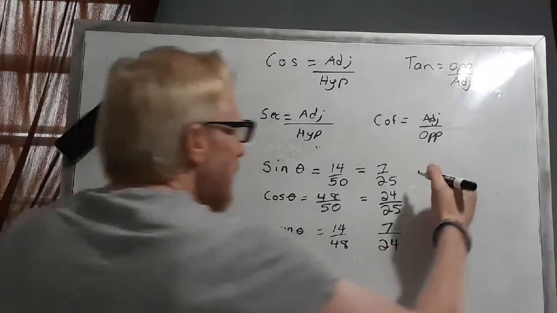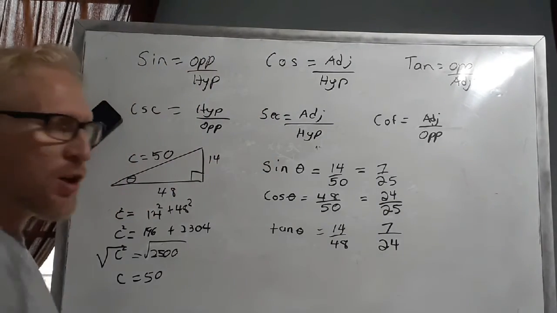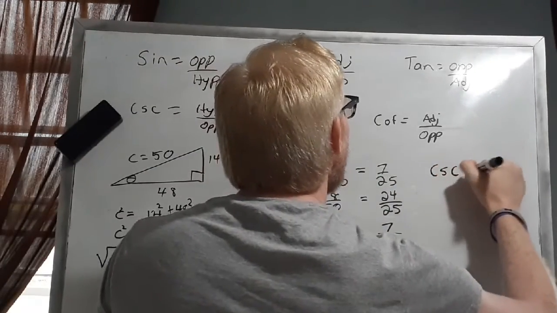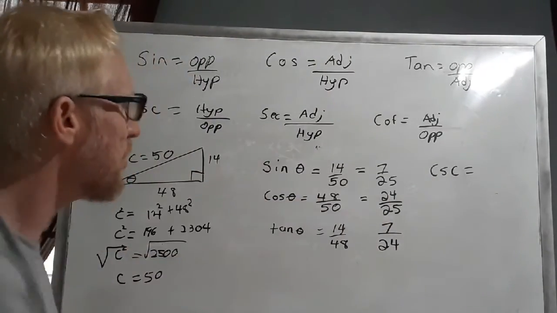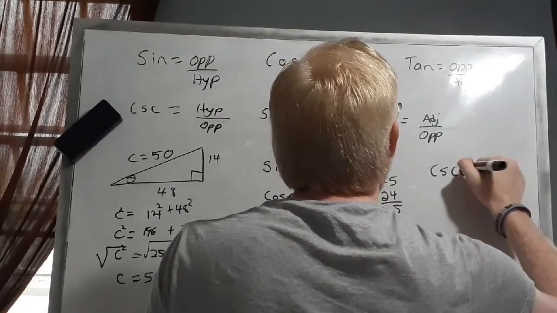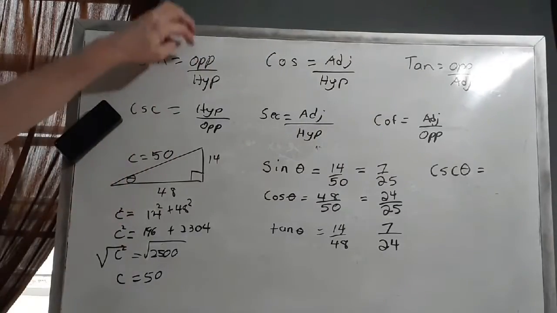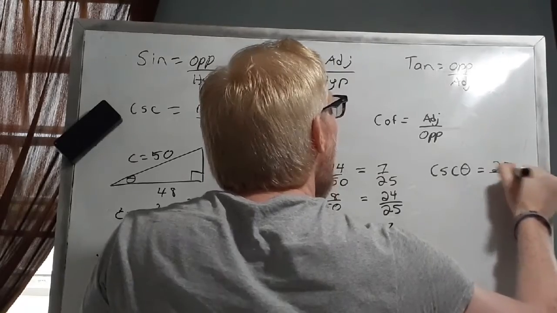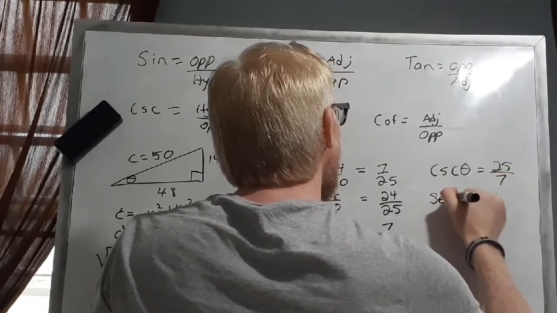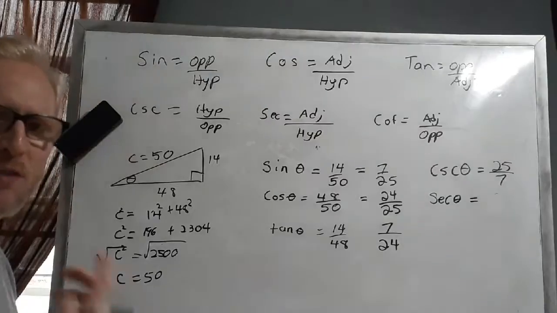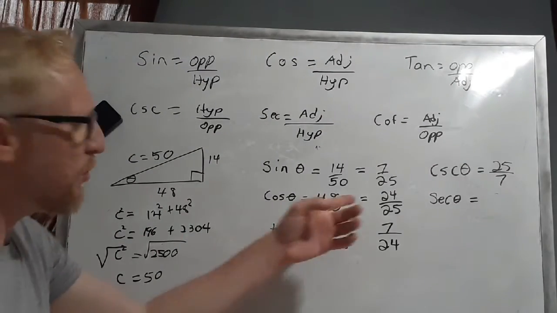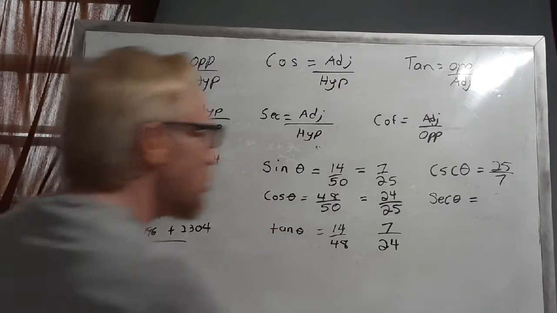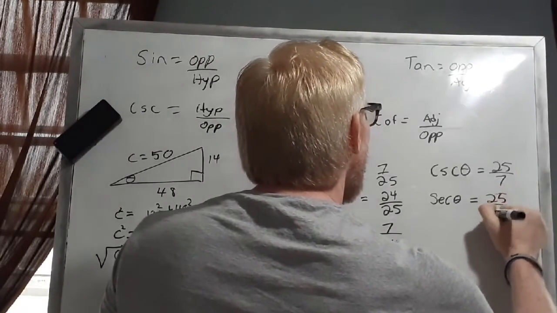Now let's look for the others. The opposite of the sine is the cosecant. So if sine is opposite over hypotenuse, and I'm actually just going to go ahead and use the simplified versions of them, the cosecant of Z is the opposite of the sine. So if sine is opposite over hypotenuse, the cosecant is hypotenuse over opposite, so that would be 25 over 7. The secant of Z is the opposite of the cosine, and if the cosine is 24 over 25, then the secant would be 25 over 24.